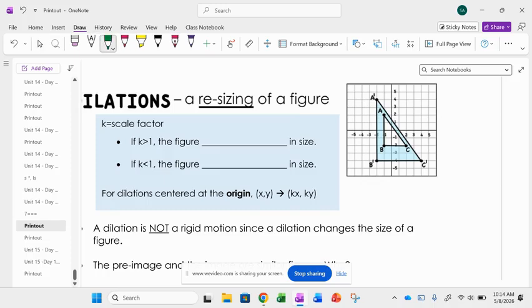And we remember if the scale factor was greater than 1, was our pre-image going to get bigger or was it going to get smaller after the scale factor? Bigger, right? If it's bigger than 1, it's going to get bigger. So the figure increases in size. If the scale factor is less than 1, what do you think is going to happen? It shrinks. So it's going to reduce in size.